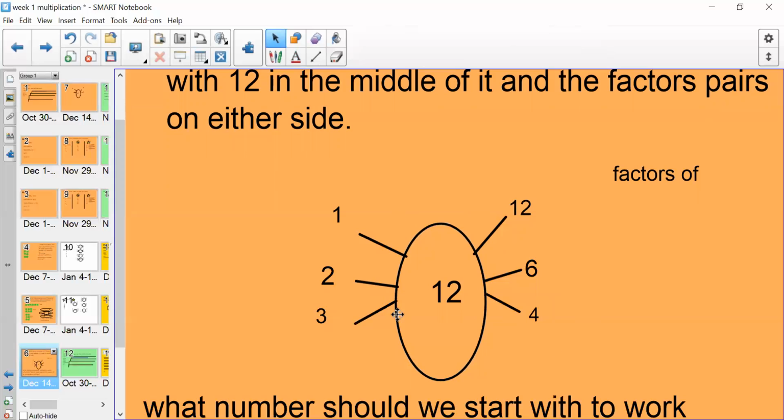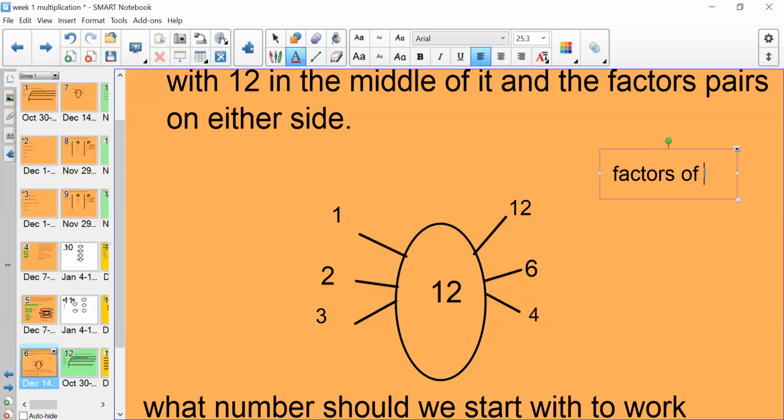Okay, so these are all the factors of 12. So if I had to say the factors of 12, I could also list them, and I could say 1, 2, 3, 4, 6, and 12. So those are all the factors of 12, because when you multiply them together, the pairs, they're going to equal 12.